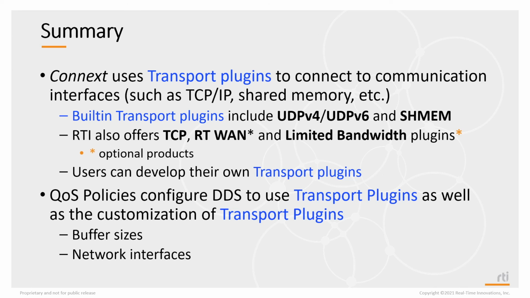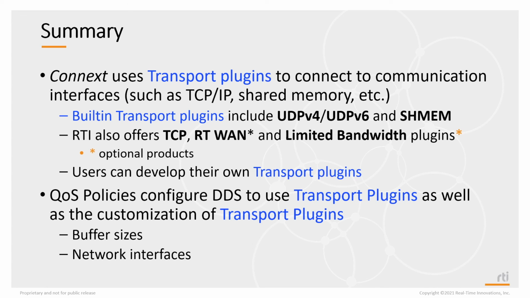So in summary, Connext DDS has a transport plugin architecture, which it uses to connect to communication interfaces. And communication interfaces are not just IP interfaces. They could be shared memory interfaces. They could be actually anything that you want to write. The built-in transports include transports over UDP v4 and UDP v6 and shared memory. But RTI also offers TCP, real-time WAN, and limited bandwidth plugins, and these are optional products, and we do have training on those as well. You can develop your own transport plugins. There are examples if you search for them on GitHub.